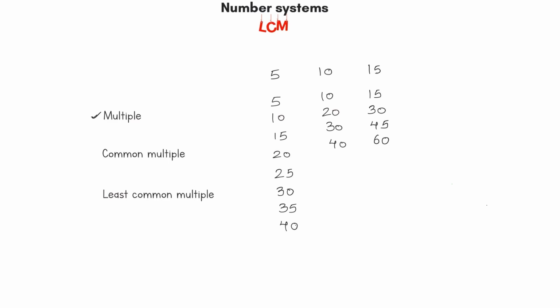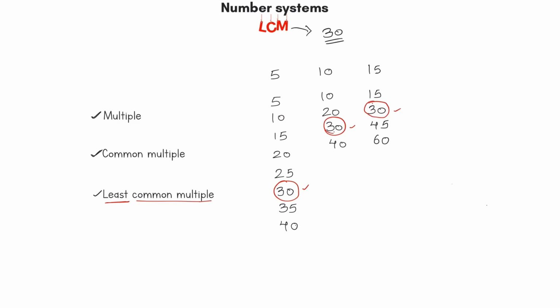After the multiples, my next question is, what is the common multiple in these 3 numbers? Which is that one multiple which is common in all 3? So I'll start from 15, that is 30 is here, 30 is here and 30 is here. So my common multiple is 30. Then I am asking you, which is the least common multiple? It has to be a common multiple, but the least one, which is again nothing but 30. So 30 is my LCM, least common multiple for these 3 numbers, 5, 10 and 15.